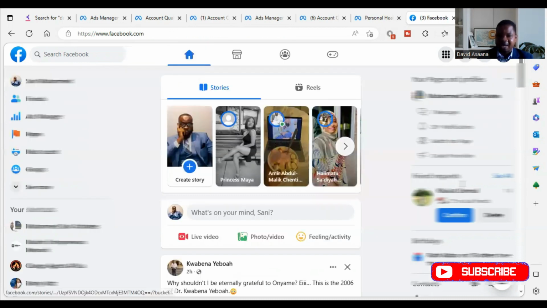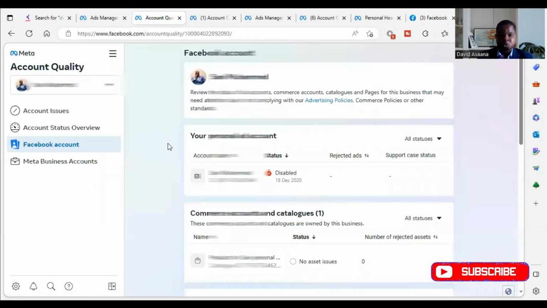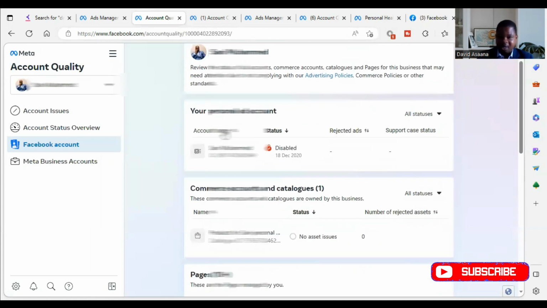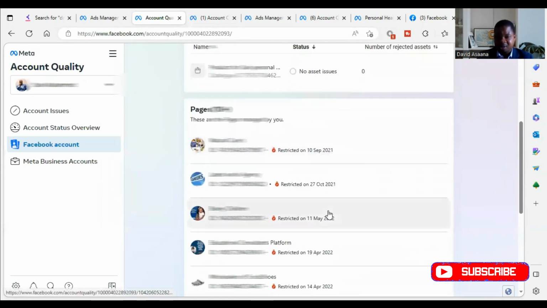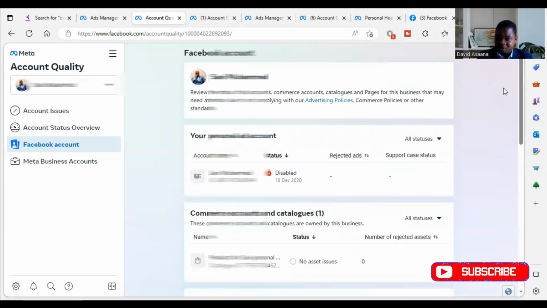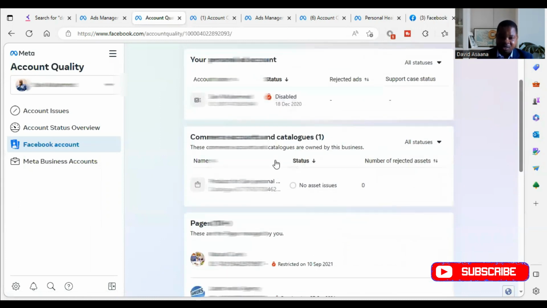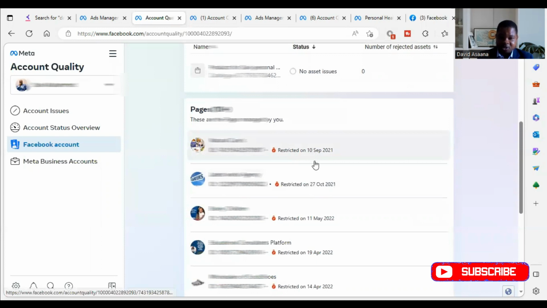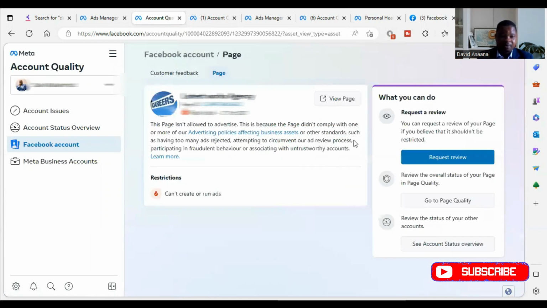After that is done, you come back to the account quality. If it is a user account and it is restricted, under the what you can do section you can see what it says. Now, if it is not a user account and it is a page, as you can see, we can click on the page like this. You can see under the what you can do section that you can request a review.